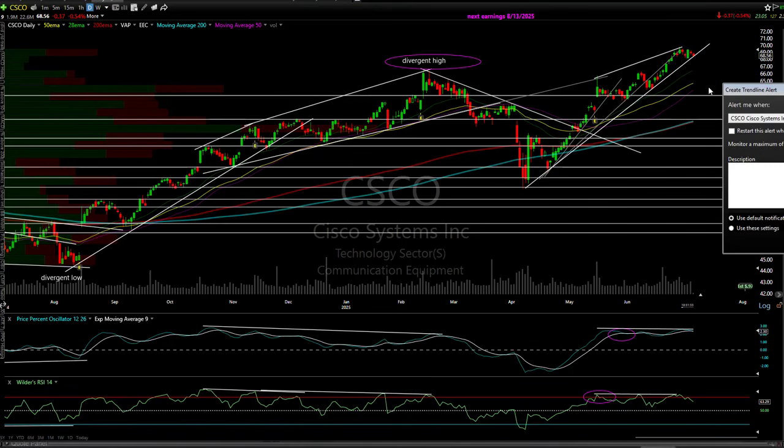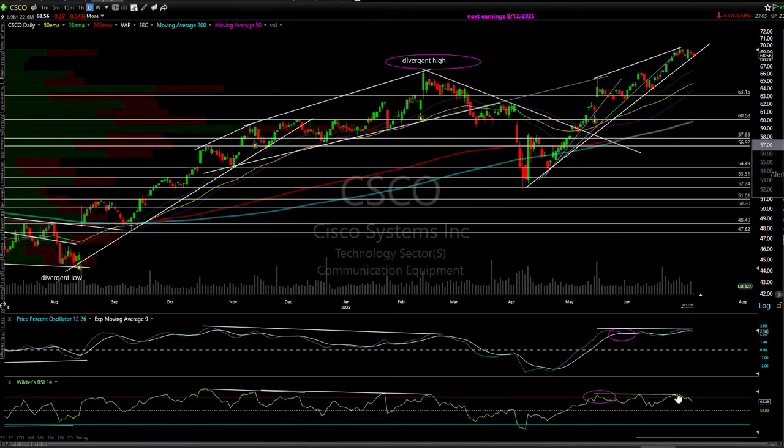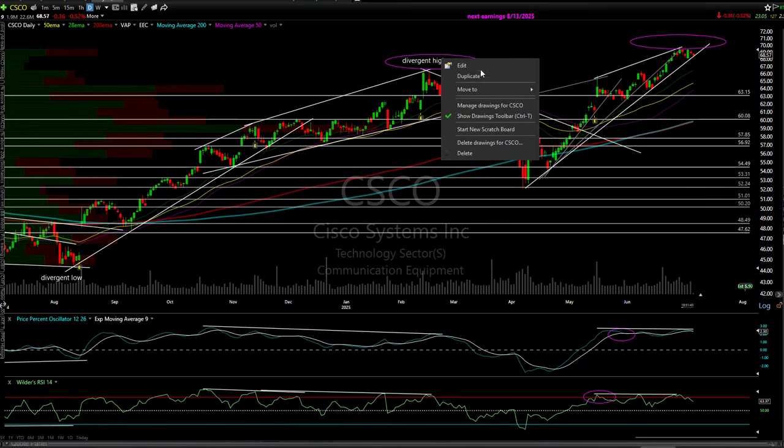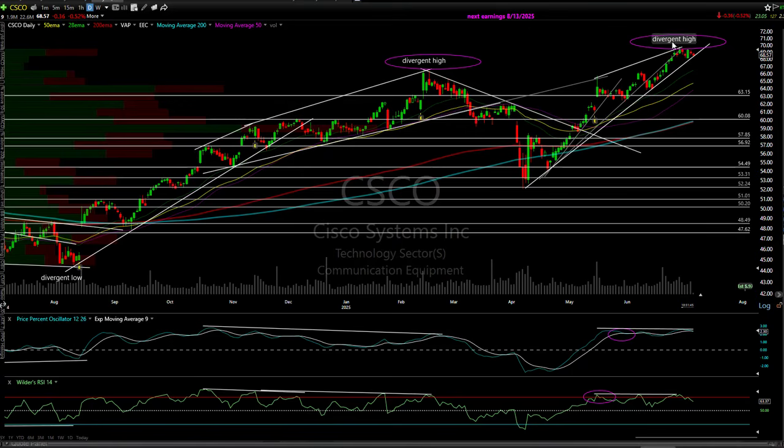If not, I'm going to set it right there. Call that a short setup. Negative divergence, rising wedge, divergent high. Let me duplicate... nope, tried to duplicate the letters. There it is, and that's it. So a break of that trend line will trigger a sell signal on that one.